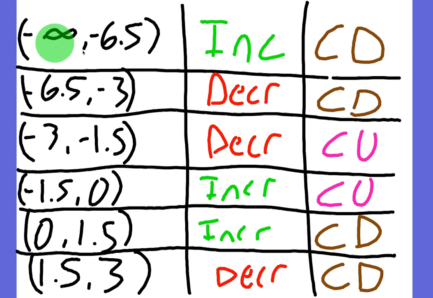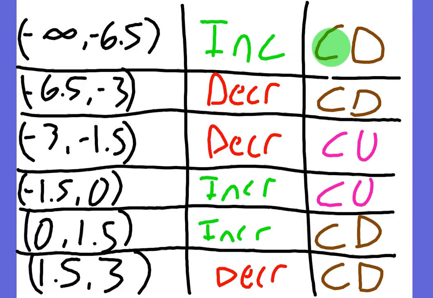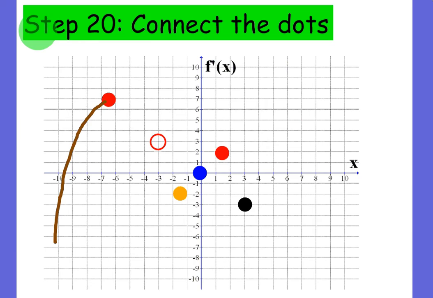So as I start to connect my points, I'll notice that from negative infinity to negative 6.5, it's increasing and it's concave down. So I'm simply going to go like this. Okay? And then for my next interval, negative 6.5 to negative 3, it's going to be decreasing but stay concave down. So I'm going to go back and go concave down but decrease.